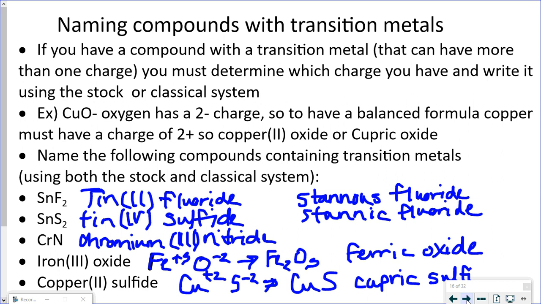Make sure that you are doing the practice and tune in tomorrow for a warm-up going through more of the transition metals.